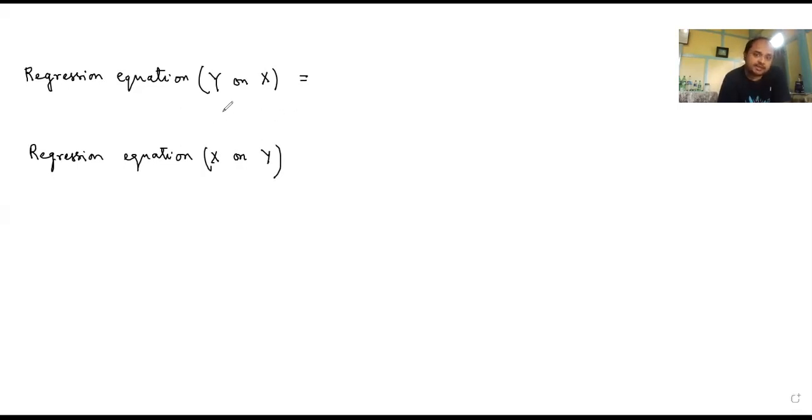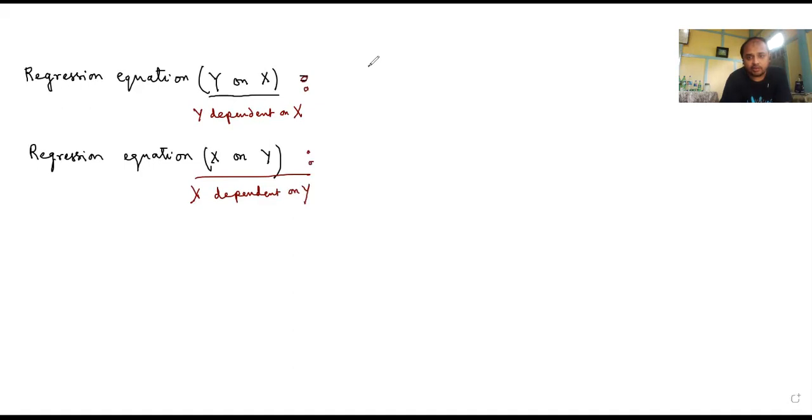Now, the thing is that when we write y on x, this particular word means y is dependent on x. That means you are considering y to be your response variable and x to be your input variable. Whenever we write x on y, this means x is dependent on y. That means here capital X is your response variable and capital Y is your input variable. The regression equations were given by the following form.